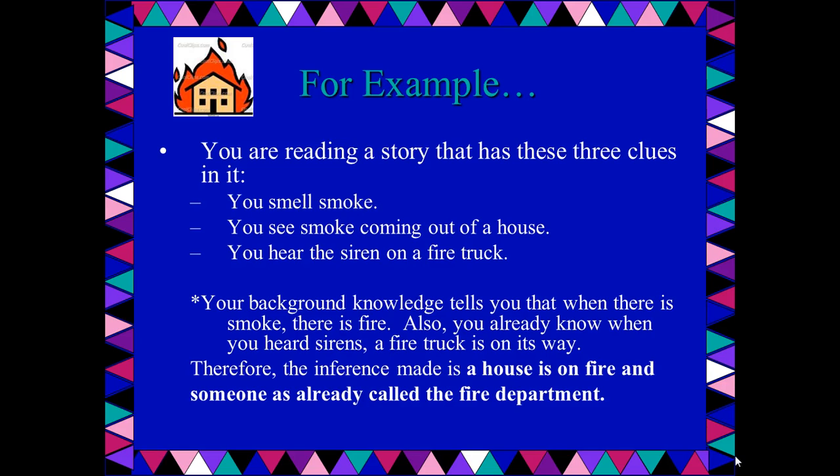Example: you are reading a story that has these 3 clues in it. Number 1, you smell smoke. Number 2, you see smoke coming out of the house. Number 3, you hear the siren on a fire truck. Your background knowledge tells you that when there is smoke, there is fire. Also, you already know when you hear sirens, a fire truck is on its way. Therefore, the inference made is a house is on fire and someone has already called the fire department.